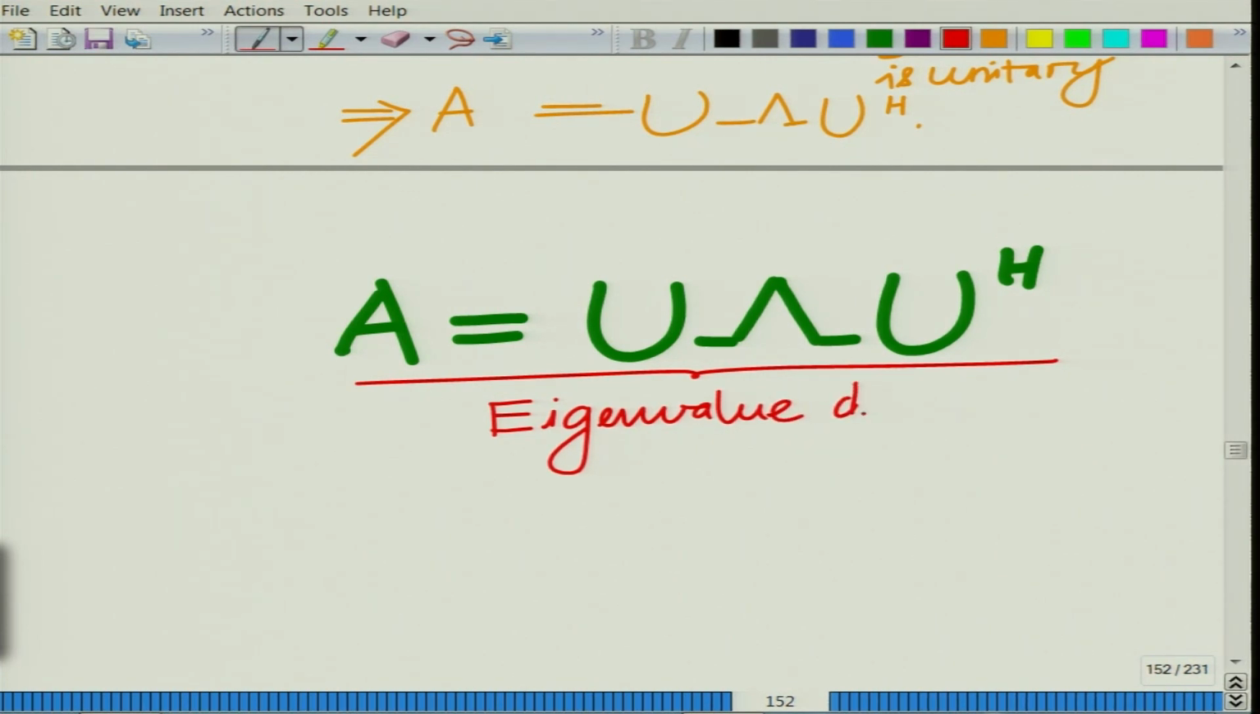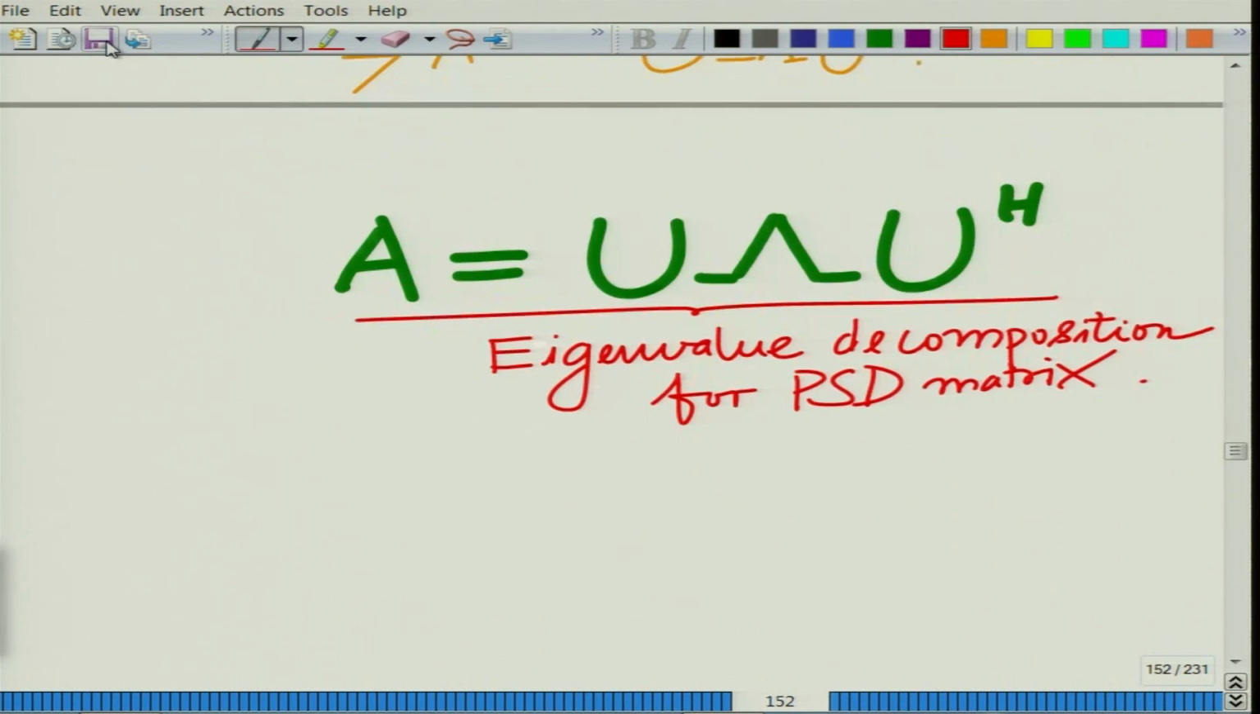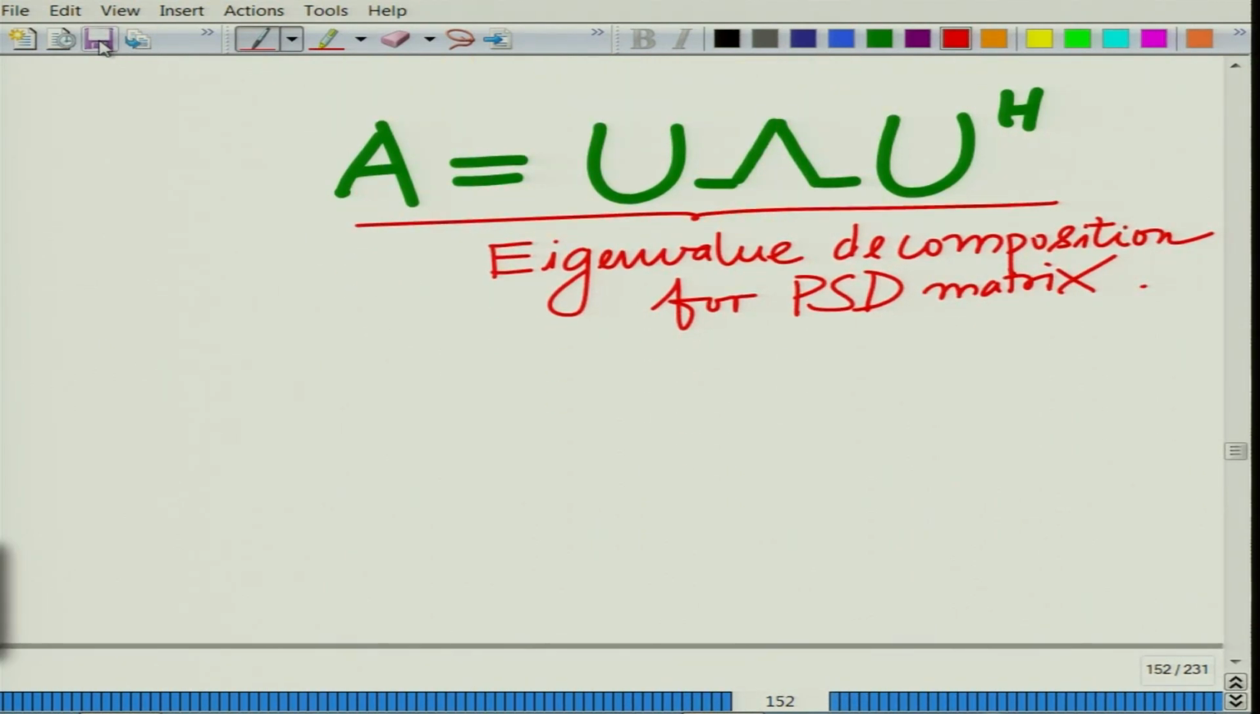for a PSD matrix. This is the eigenvalue decomposition for a positive semi-definite matrix. That is, for a general square matrix it can be written as U lambda U inverse, but for a positive semi-definite matrix, and of course also for a positive definite matrix, this becomes U lambda U Hermitian. Okay. Let us look at another small property.